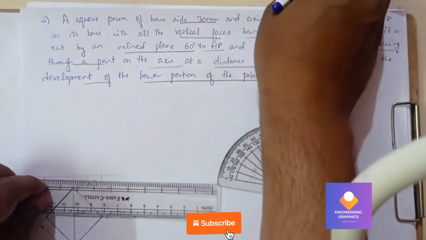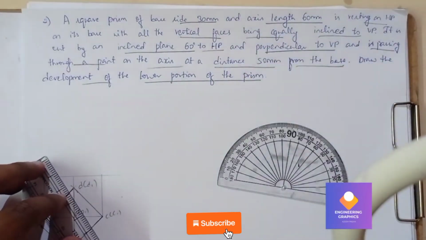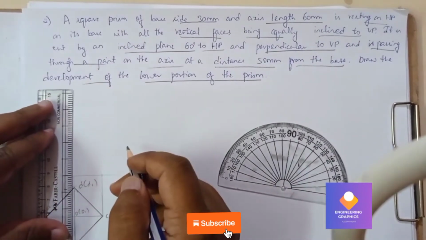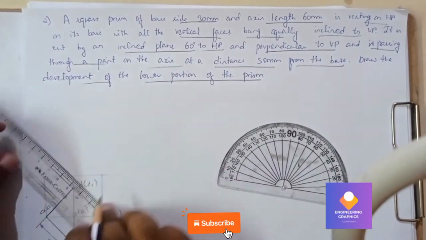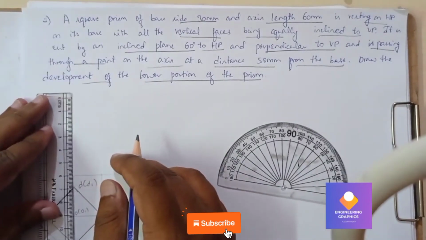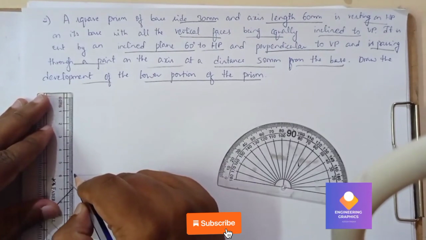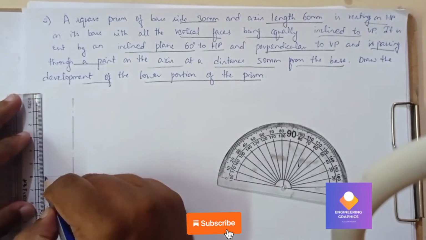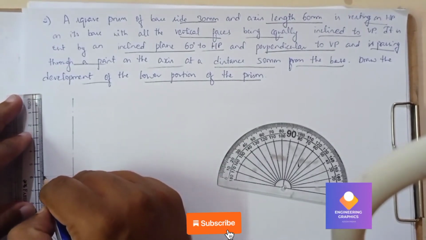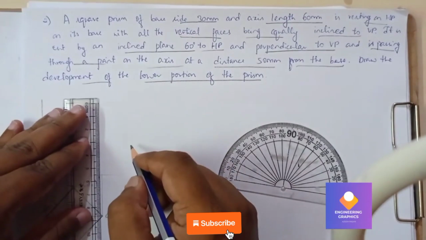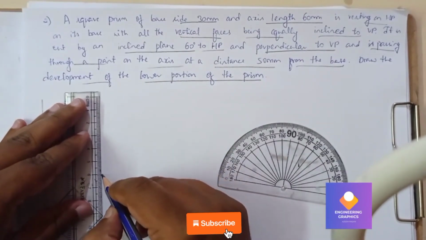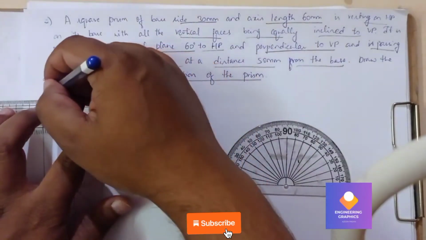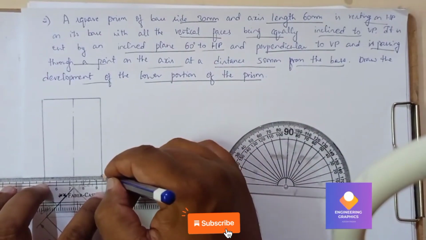You can draw the axis line of length 60 mm. Measure exactly 60 mm, that is 6 centimeters, from the scale. You can draw a vertical line, that is the axis line here. Using the axis line we can draw the front view of this square prism. You can easily draw it. So that completes the front view of the square prism. You get a rectangular face here.